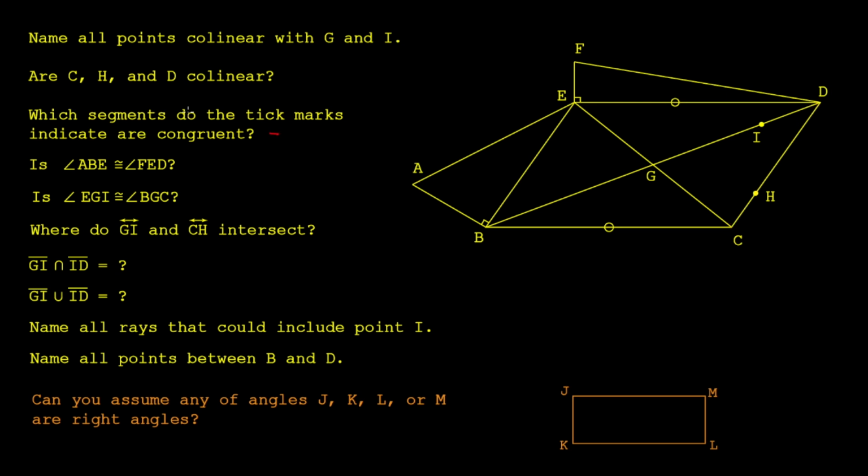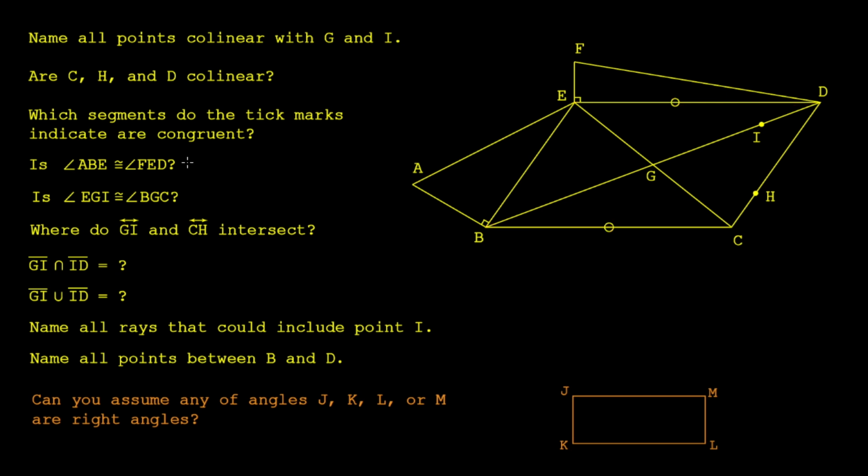Next, which segments do the tick marks indicate are congruent? Well, we've got this thing right here, the circle and the circle. So segment ED and segment BC can be assumed to be congruent.